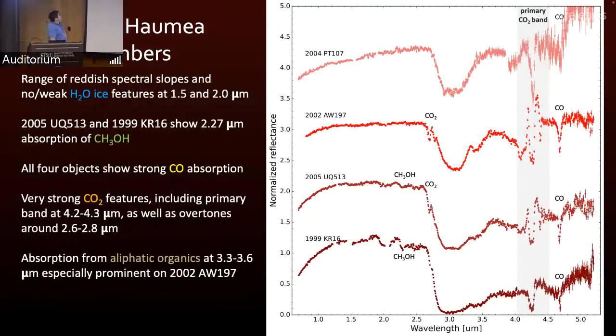Now, finishing off with the low water Haumea family members, they all share across the board red spectral slopes shortward of 1.5 microns, as well as no or weak hints of any crystalline water ice features at 1.5 and 2 microns. Notably, the bottom 2 spectra show strong evidence for methanol absorption at 2.27 microns, and all 4 show very strong CO features at beyond 4.5 microns. Now, probably the most interesting feature of these spectra is the saturated CO2 primary band here.